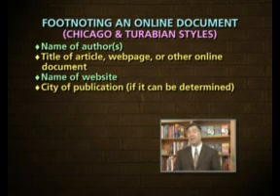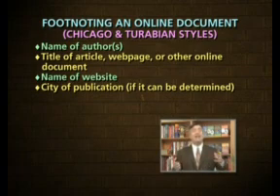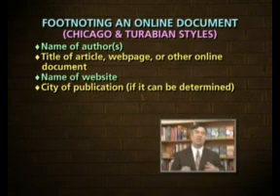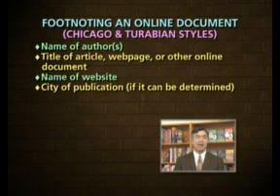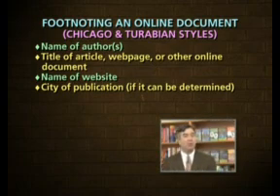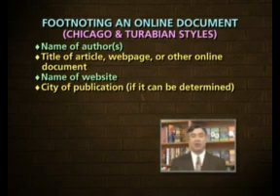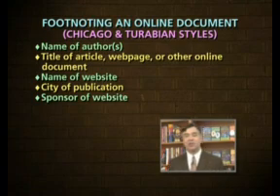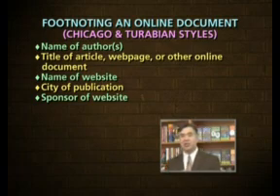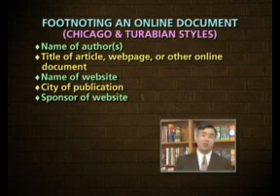Next, the city of publication, if it can be determined. Very often, somewhere on the website, it will give the name of the city where the organization or people who created the website are located, and put that in just as you would put the city of publication for a book. Then the sponsor of the website. This is usually some organization. It could be a publisher, a university, an association, a foundation, or a commercial business.